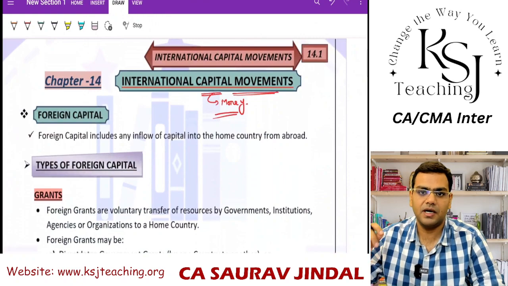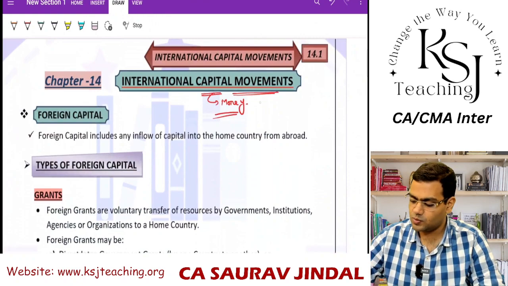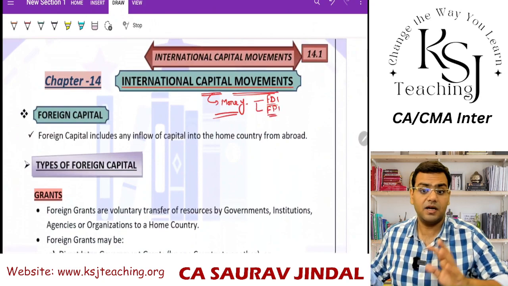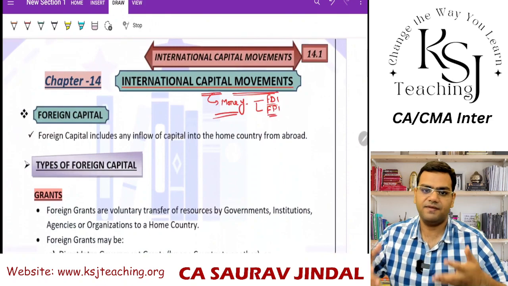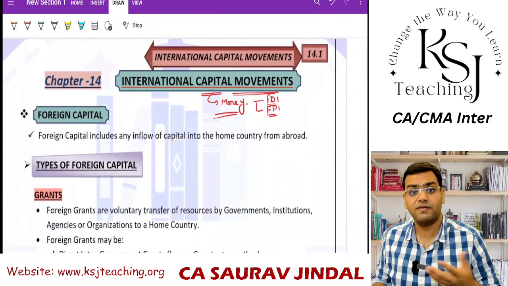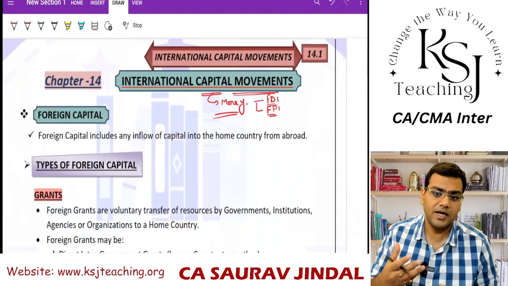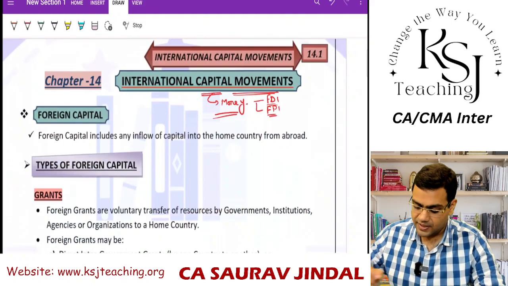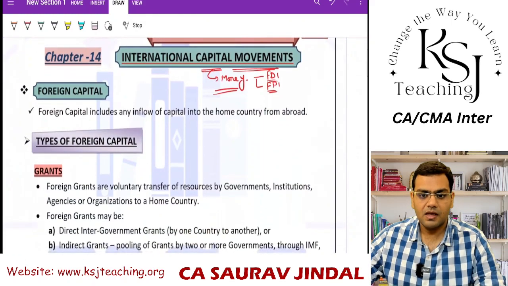In this chapter, broadly, there are two major topics: one is FDI and one is FPI. All of you must have heard about it. We will read what is FDI, what is FPI, what are the benefits of FDI, and what are the disadvantages of FDI and FPI.